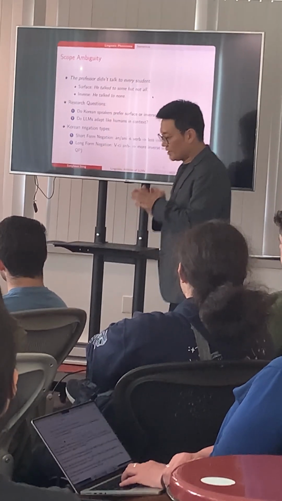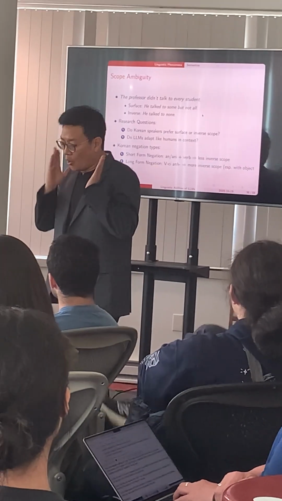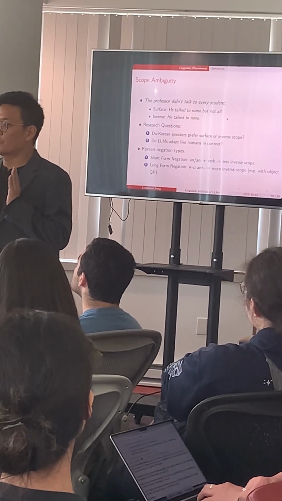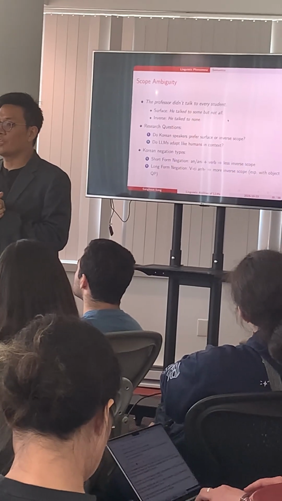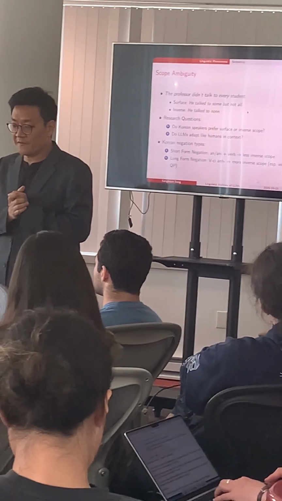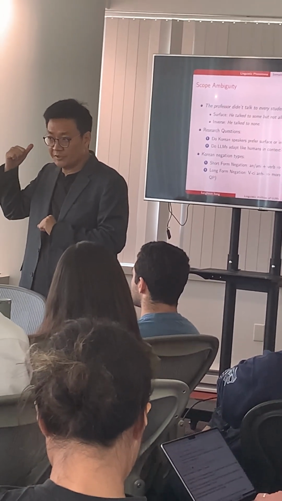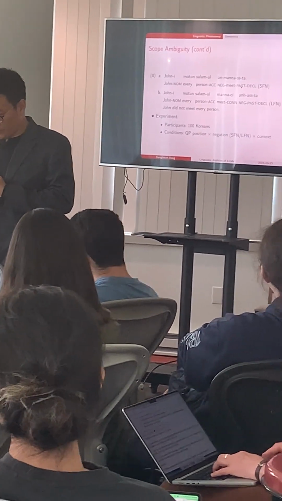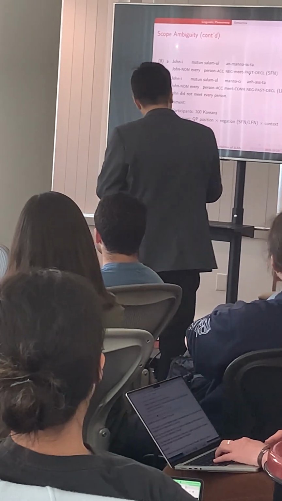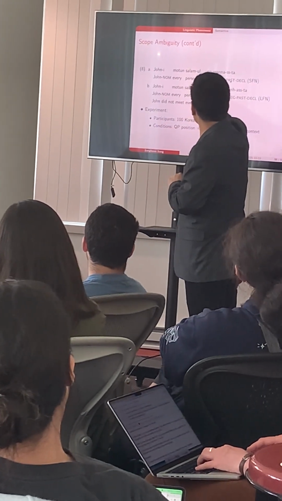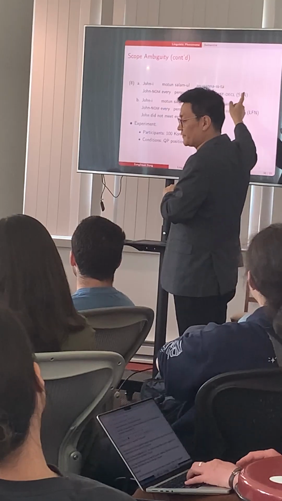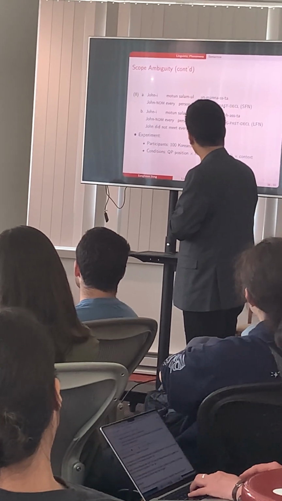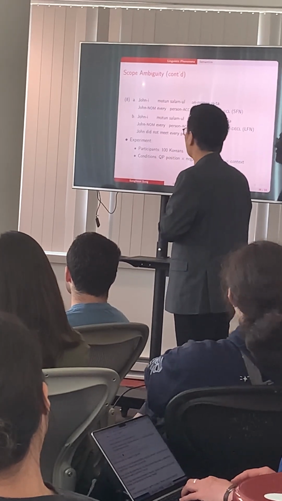Okay, so again, both of them are well-known and canonical negative expressions in Korean, but their preference of scope ambiguity differs. Okay, so this one is the example. Johnny 모든 사람을 안 만났다. This one is short form negation, and then Johnny 모든 사람을 만나지 않았다. This one is long form negation.